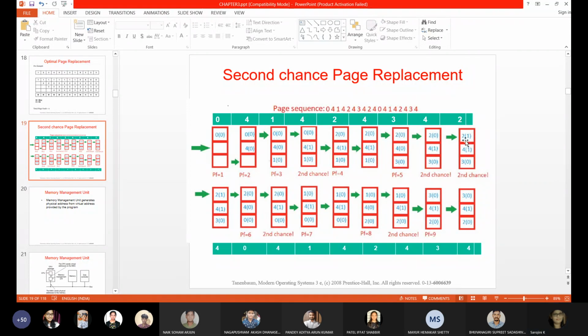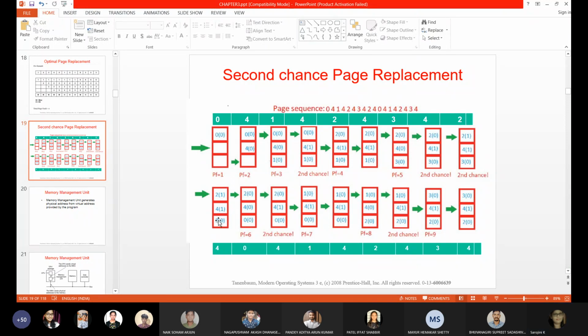Now the page number 2 got second chance. Okay. Now this was the status of the main memory. That time which page comes? Page number 4 comes. When page number 4 comes, this is the status of the main memory. Page number 4 already there in the main memory, and its reference bit also 1. So no change in the main memory. It will come as it is.